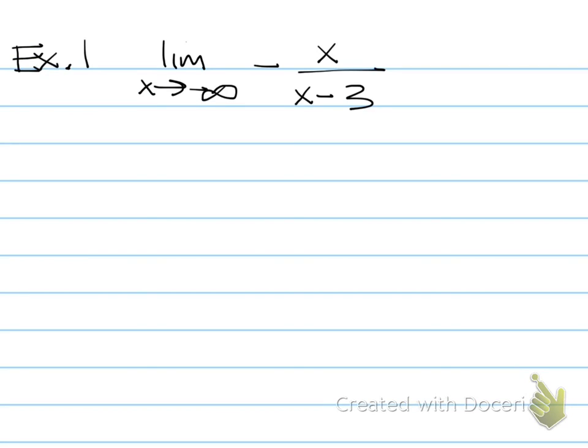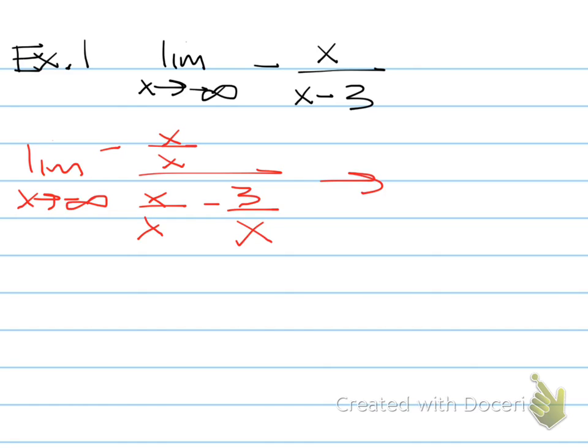All right, first example. What we want to do here is divide the numerator and the denominator by the highest power in the denominator. The highest power in the denominator is 1, so I'm going to divide the numerator and denominator by x to the first power. When I do that, I get -1 in the numerator, and then in the denominator, 1 minus 0. -1 over 1 is just -1.